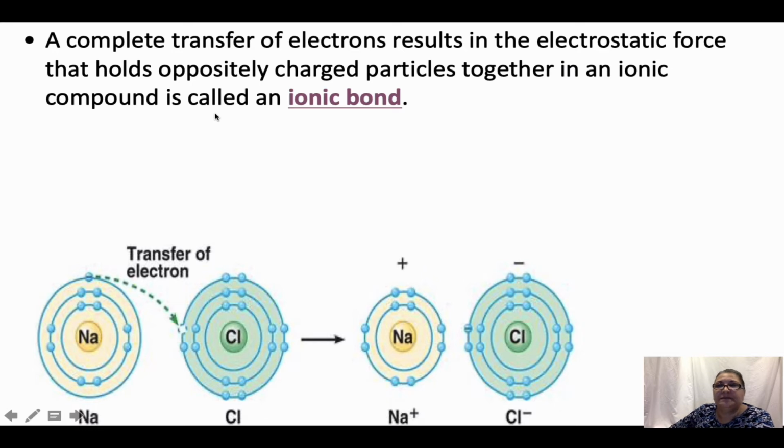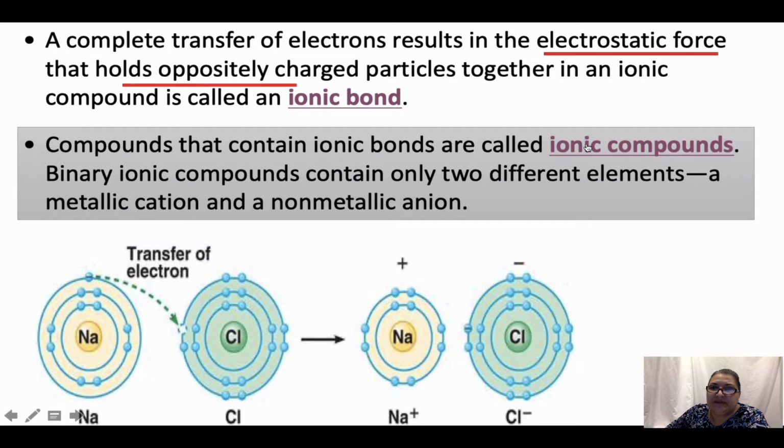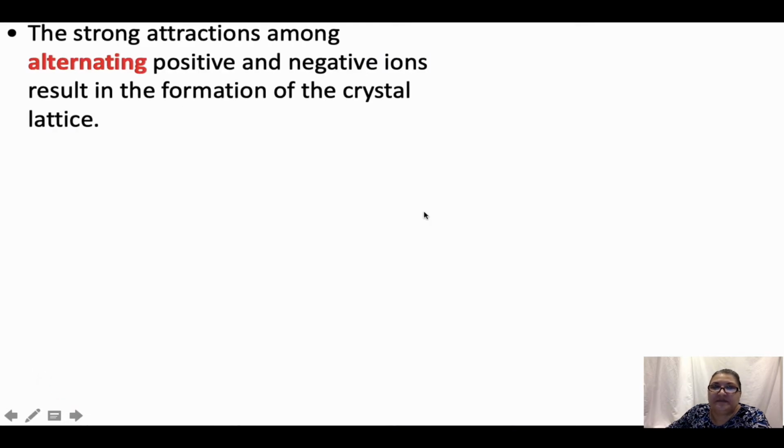Ionic bond: the electrostatic force that holds oppositely charged particles together in an ionic compound. So, electrostatic force between oppositely charged particles. Now the compound. Ionic compounds are compounds that contain ionic bonds, and it's usually between a metal and a nonmetal. Later on we'll go over covalent, which is nonmetal and nonmetal. That's something you need to remember. So ionic is a complete transfer, and it's between metal and nonmetal.